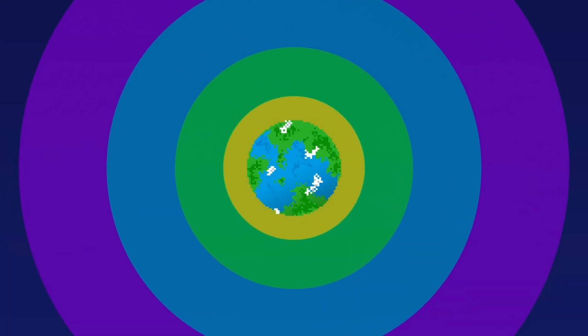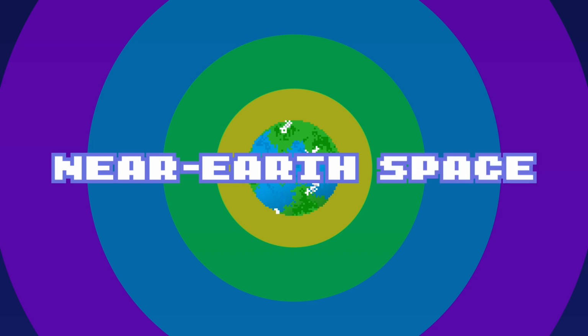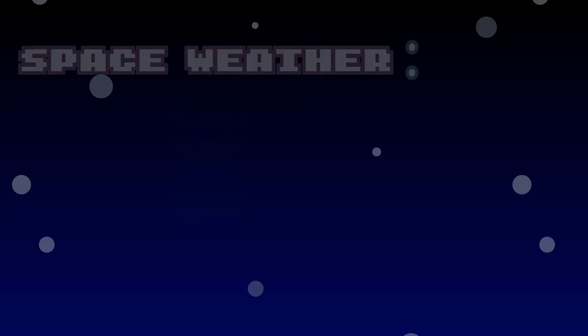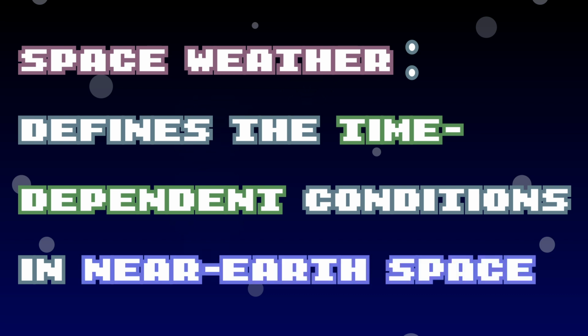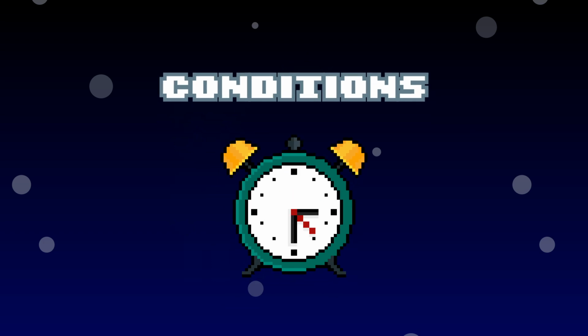But space is extremely big. Let's just consider the region of space in closest proximity to our planet, near Earth space. And there we have it. Space weather defines the time-dependent conditions in near Earth space. But questions remain. What are these conditions? And how do they change with time?